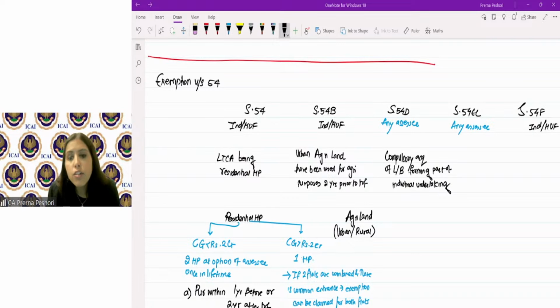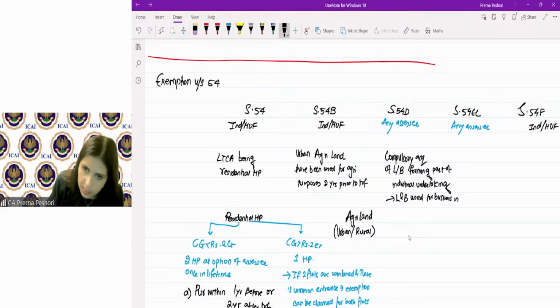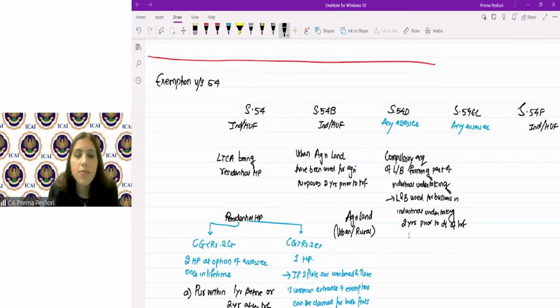The land and building should have been used for the purpose of the business of the industrial undertaking for 2 years preceding the date of transfer. Land and building used for business in an industrial undertaking 2 years prior to the date of transfer.